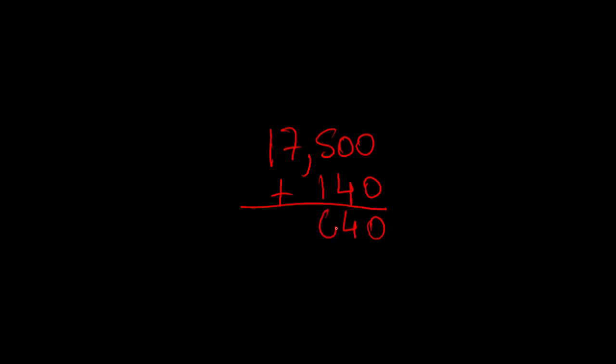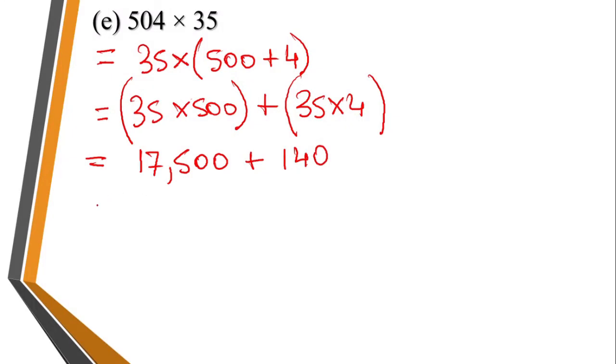So 17,500 plus 140 we should do now. Now 0 plus 0 is 0 and 0 plus 4 is 4 and 5 plus 1 is 6 and 7 as it is and 1 as it is. Now here we will get our answer as 17,640. Now our answer will be 17,640. Now this is our answer.